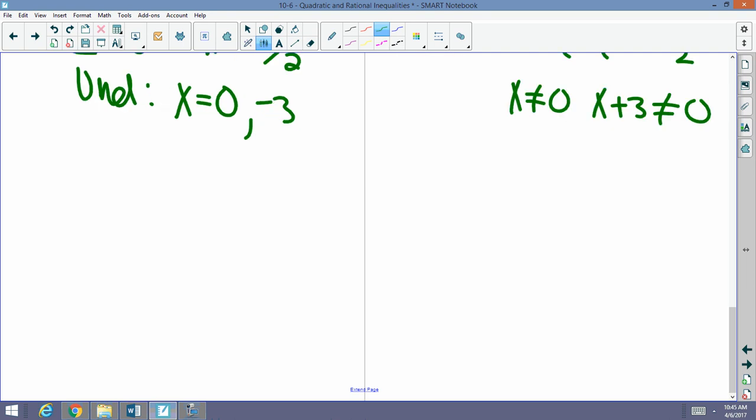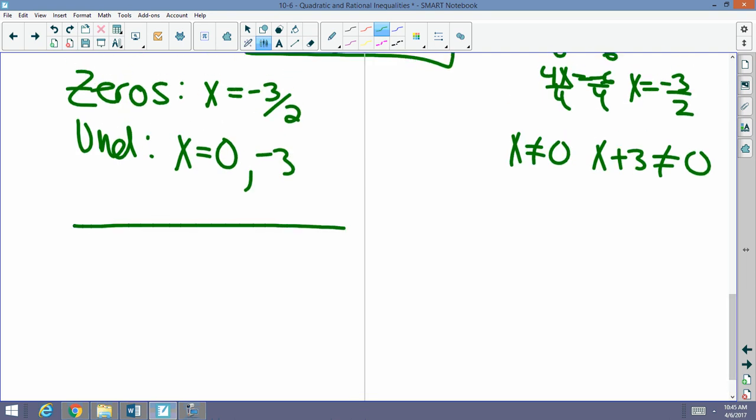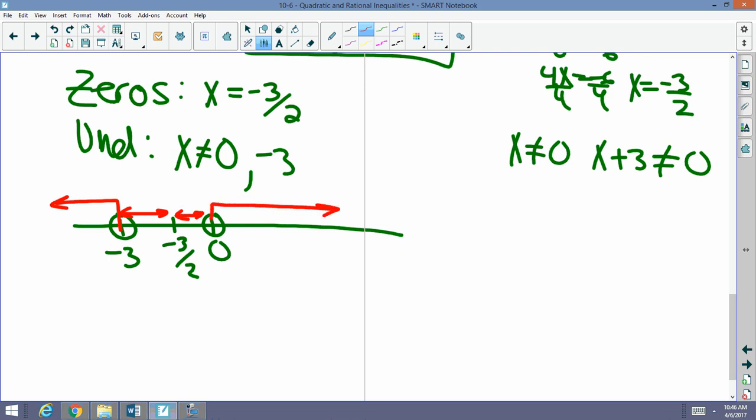So now, my number line: negative 3/2, negative 3, and 0. Remember, undefined cannot be a solution, so I need a circle here and a circle here. And now I have 3 values, so I'm going to have 4 intervals: to the left of negative 3, in between negative 3 and negative 3/2, in between negative 3/2 and 0, and to the right of 0. 1, 2, 3, 4 different test intervals. Let's go to my first test interval.